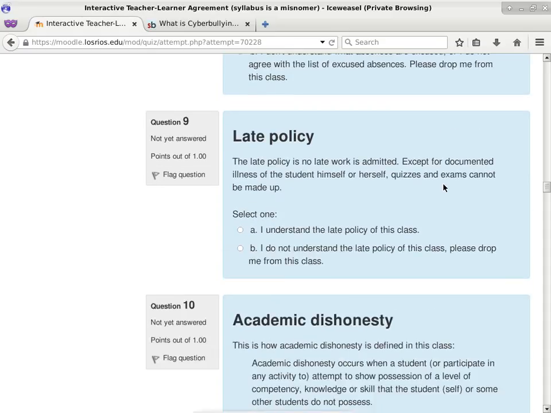All right, late policy, that's a simple one. There's no late submission. If something is due, usually the due date is right before the class starts, which is 9 a.m. So 9:01 is late. The policy is there's no late submission. Turn everything in on time.